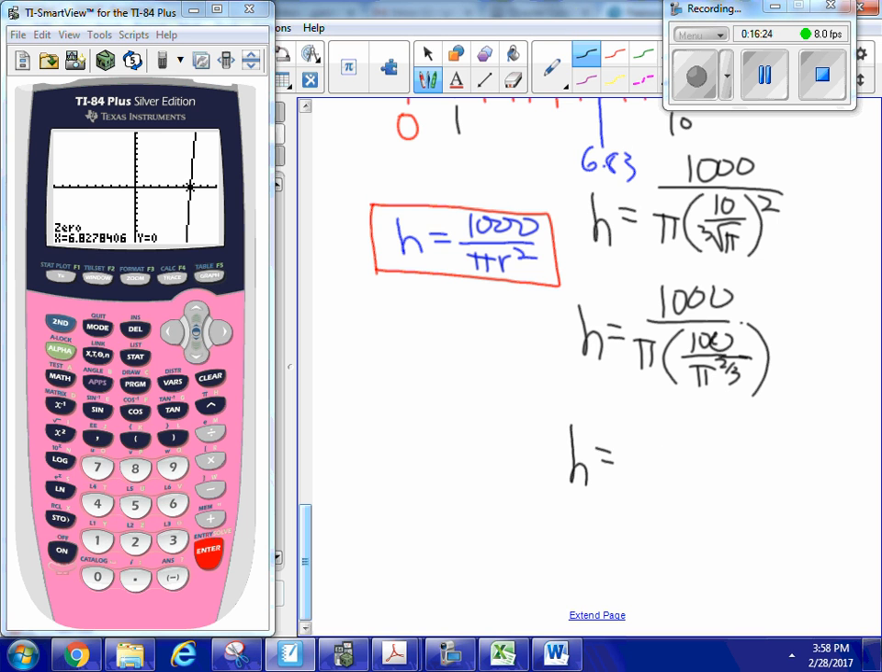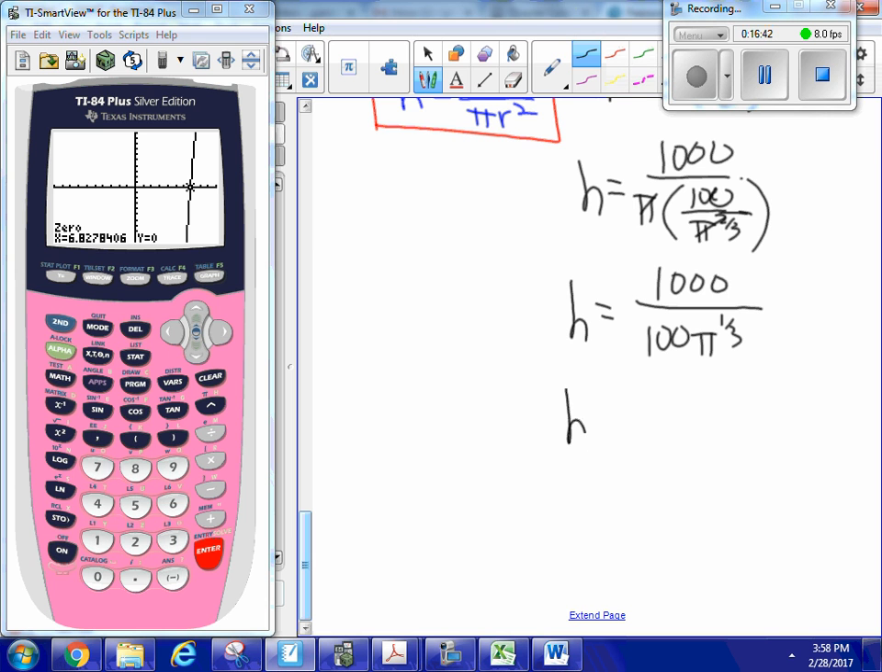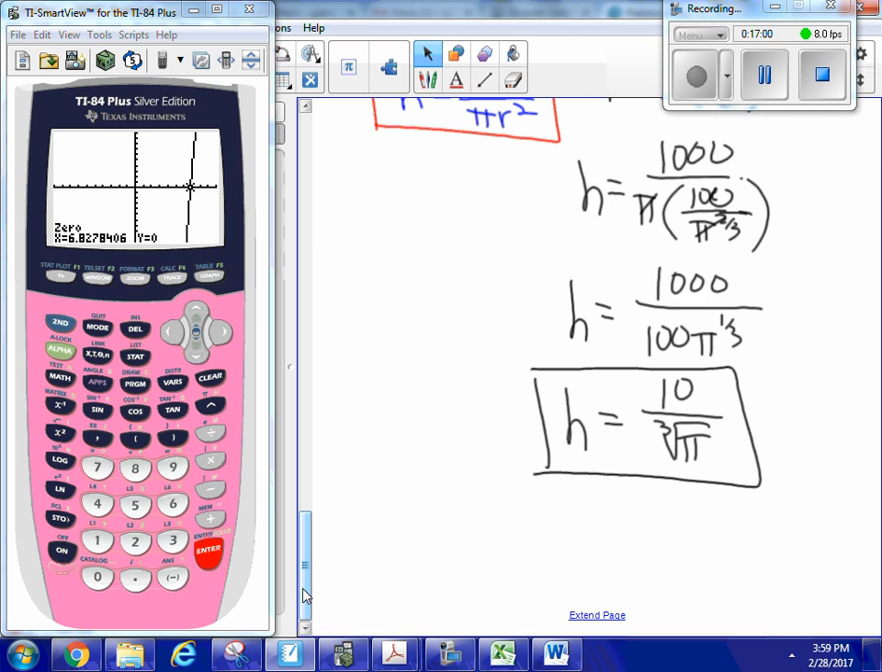Okay, so this is 1,000 divided by 100. So this would be, I'm going to cancel some of this. This is going to be pi to the 1/3. I hope this works. H is equal to 10 divided by, well, how about that? The cube root of pi. The height is the same as my radius. Isn't that interesting? So there is the answer to this problem.